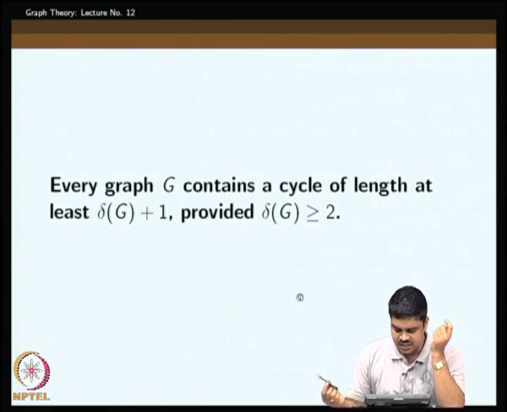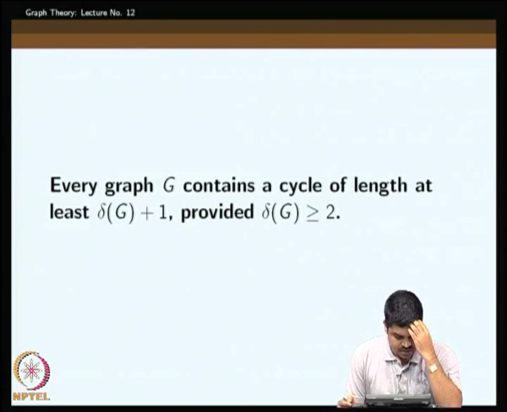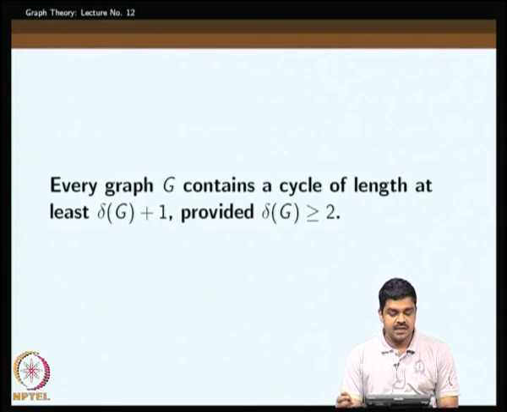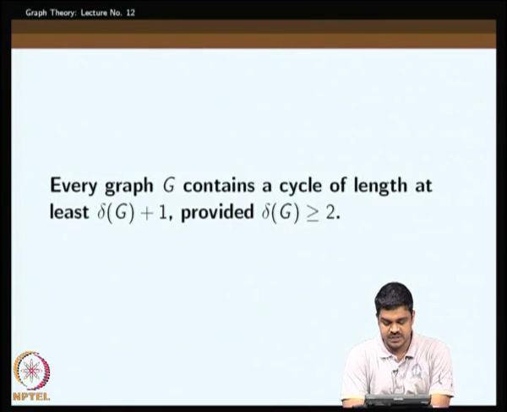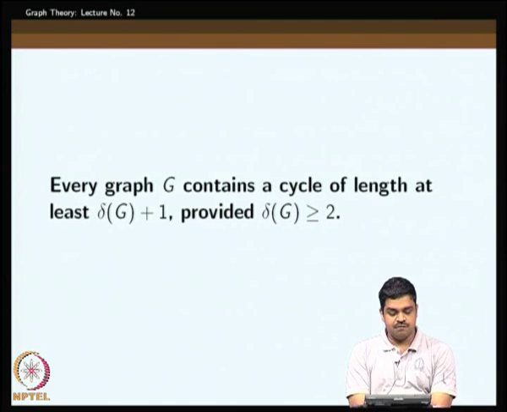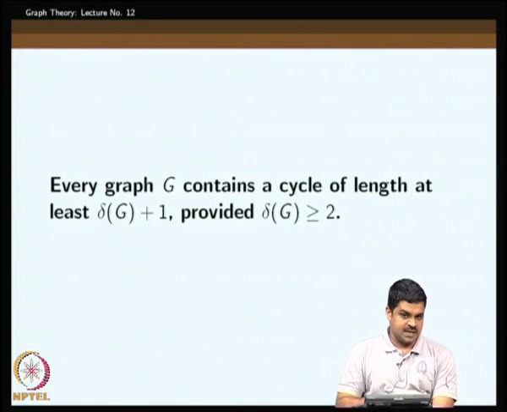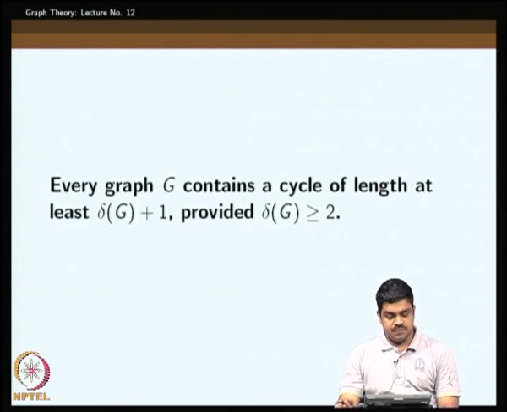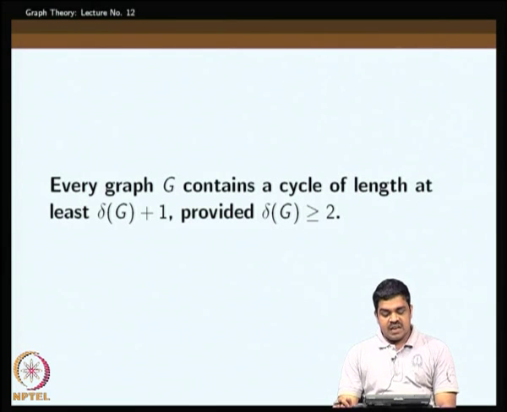The first thing we need is this: every graph G contains a cycle of length at least delta of G plus 1, provided delta of G is greater than or equal to 2. What is this delta of G? Delta of G means the minimum degree. If the minimum degree of a graph is delta, then we do have a cycle with the number of vertices in it at least delta plus 1.